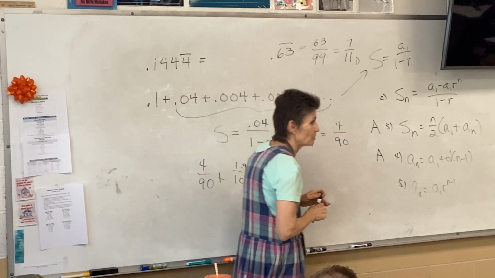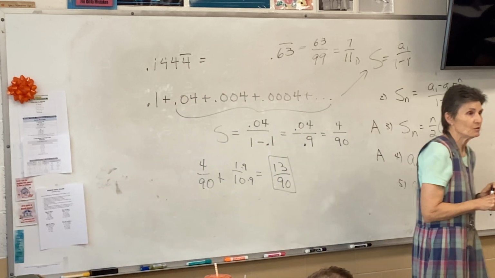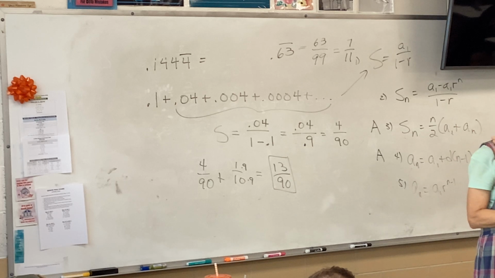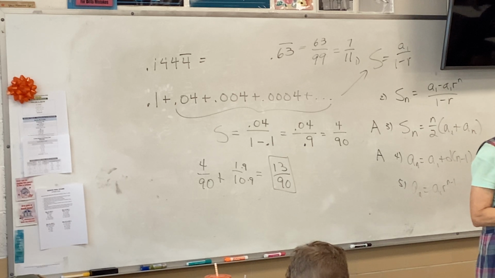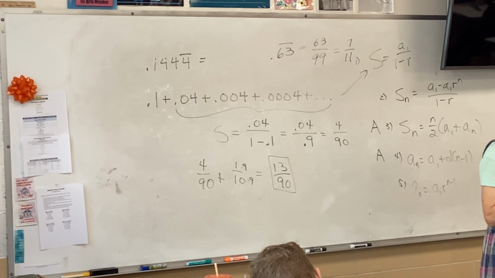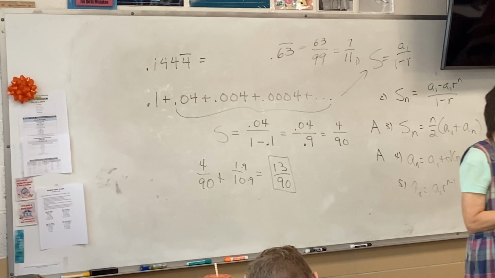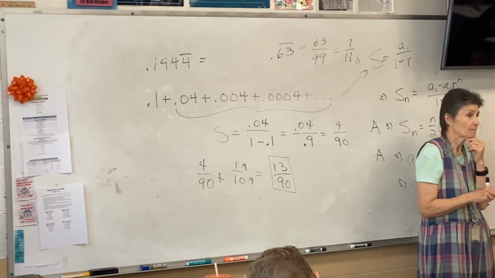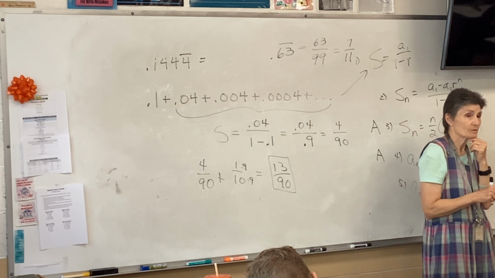Oh, the next one should be easy for you. Can you do the next one? You don't have to go through all this for the next one. What is repeating 3s? 1/3. So what do we have? 2 1/3? So the answer is 2 1/3. Because repeating 3s are a third.